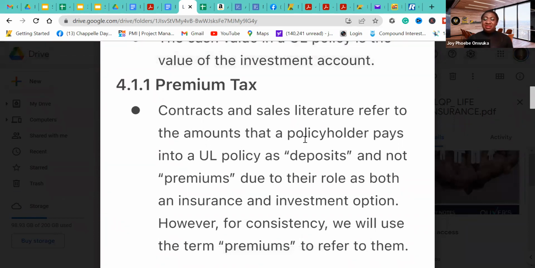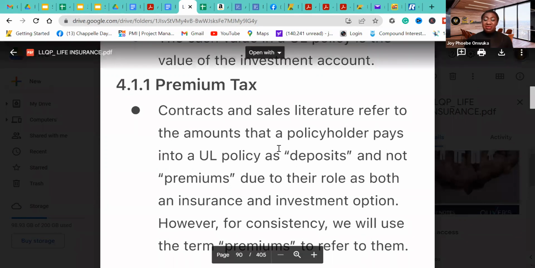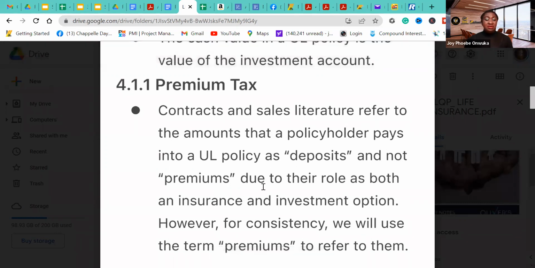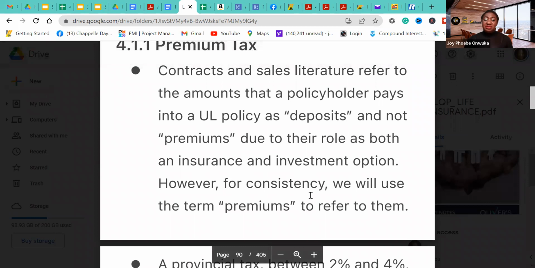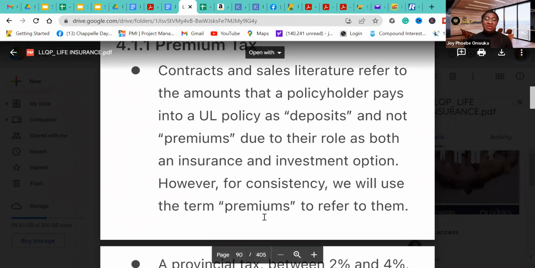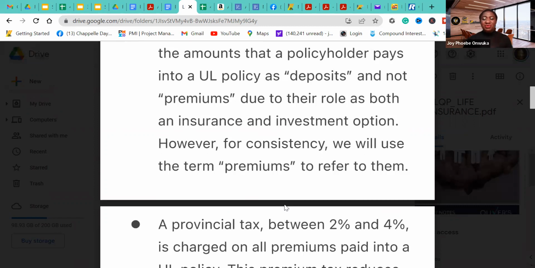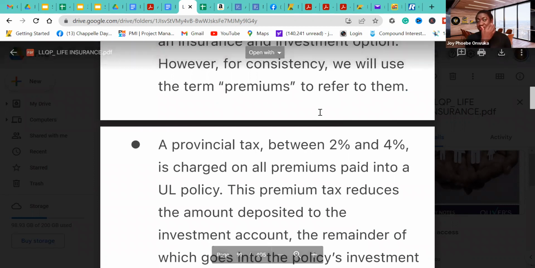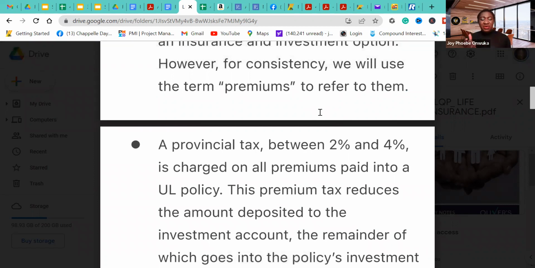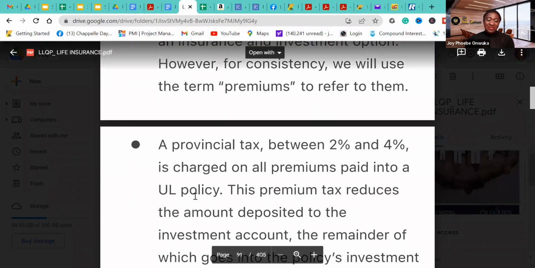Contracts and sales literature refers to the amount that a policyholder pays into a universal policy as deposits and not premiums. Due to their roles as both insurance and investment options, however, for consistency we will use the term premium, because that's what we always use, to refer to them. But in a nutshell, they're not referred to as premium. They are referred to as deposit for universal life.